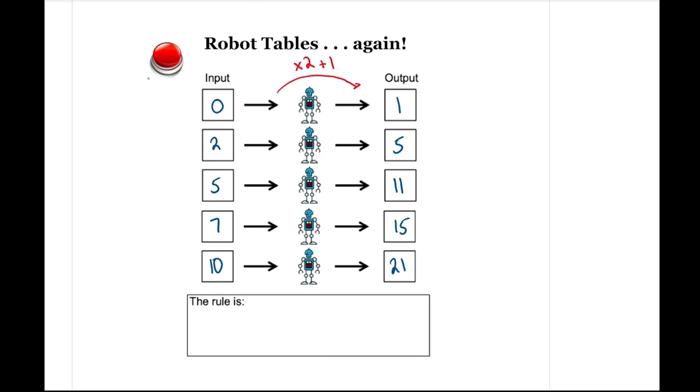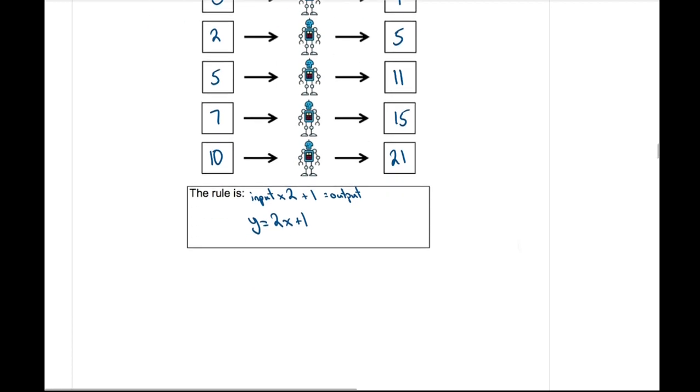So in this case, my rule is input multiplied by 2 plus 1 equals the output. Mathematically, if I want to write it as an equation, y equals 2x plus 1. So that is the rule that my robot's using to go from my input to the output.